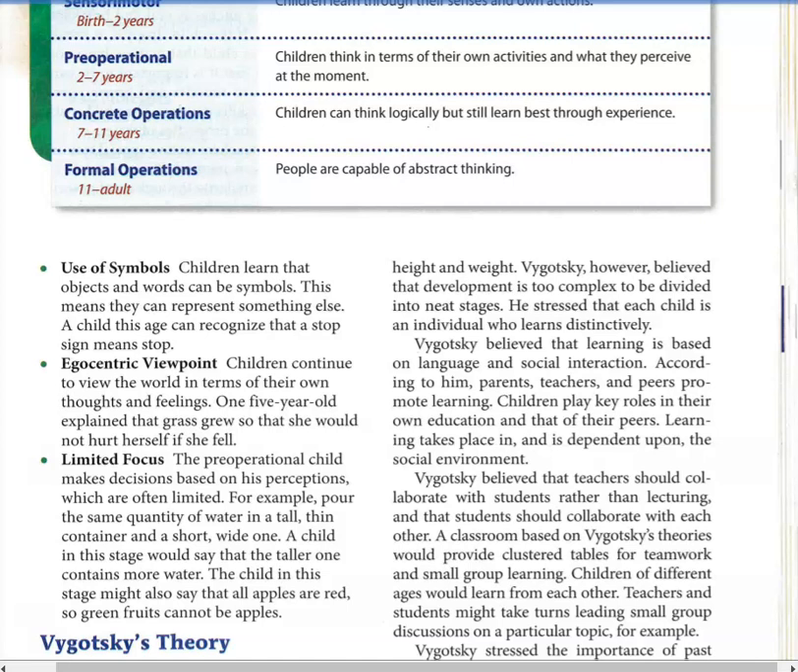Right? And they're also going to have a very limited focus as well. So with that, if we take 2 glasses and we fill them with water, but one glass is tall and skinny and the other glass is short and fat, and even if we pour the same amount of water in, they're going to think the taller, skinnier glass has more water in it because the water's higher from the bottom of the glass, right? They're not able to distinguish the fact that it's the same amount of water just because of the height difference. It's a very limited focus.